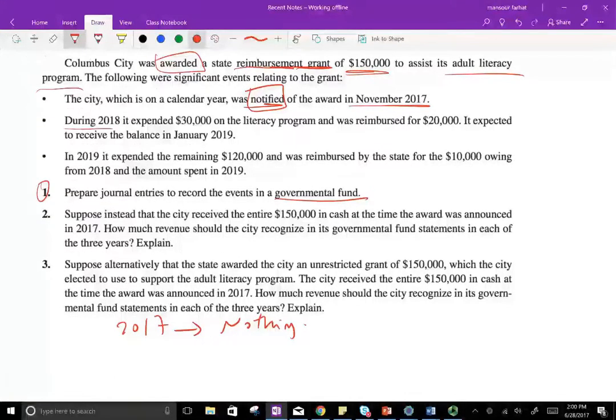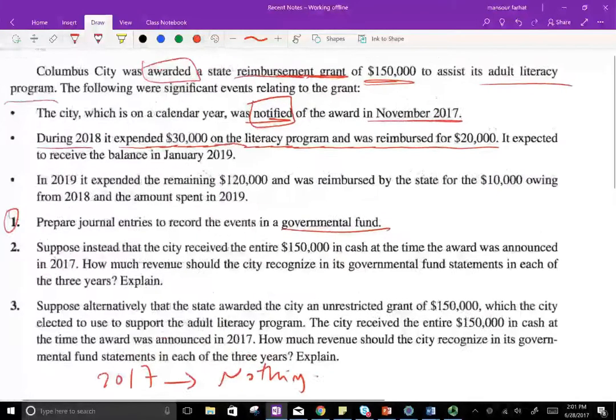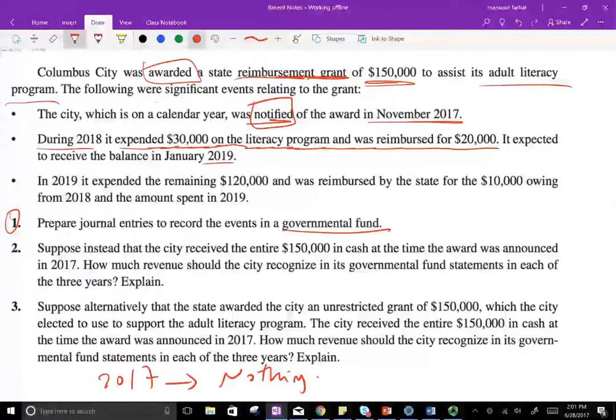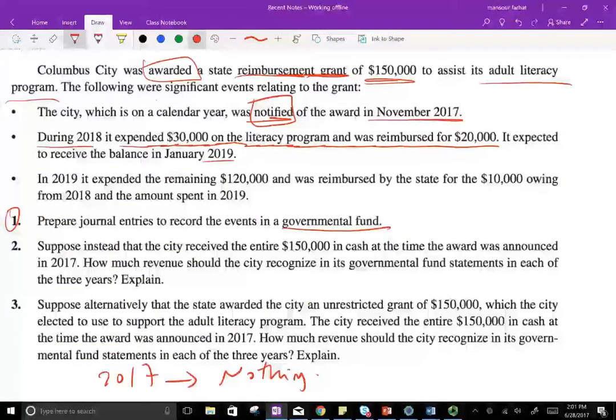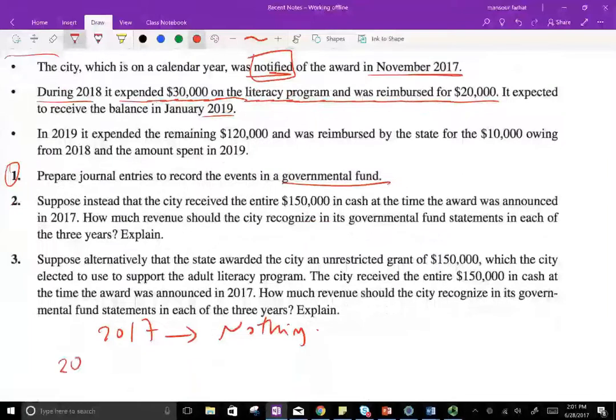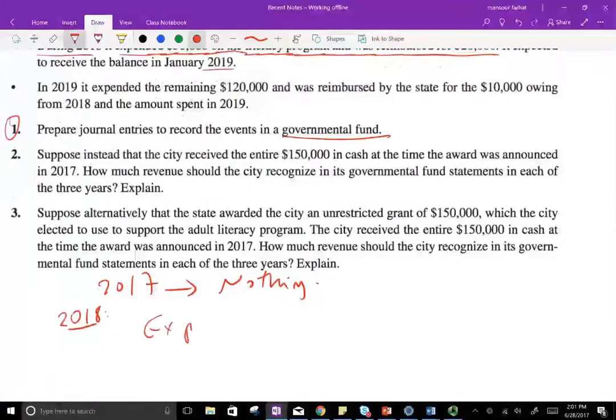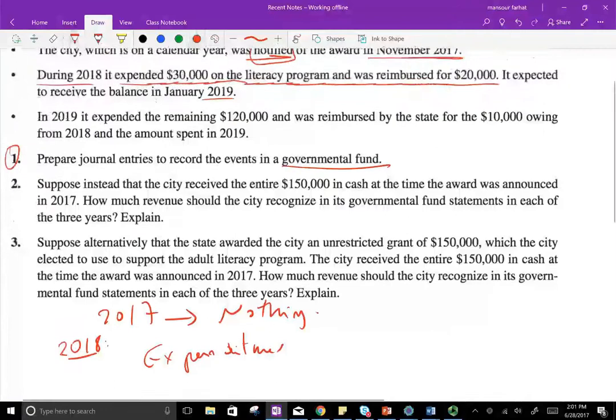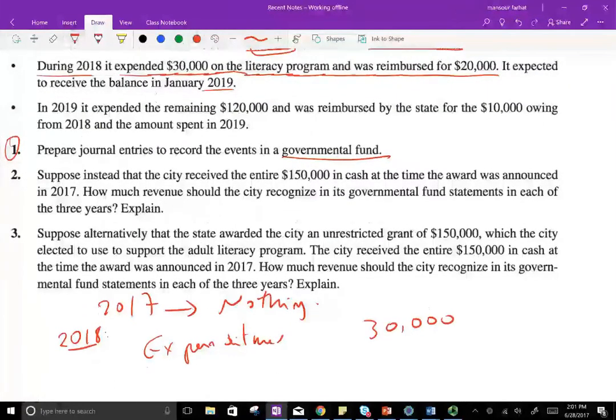In 2018, the city expended $30,000 on its literacy program and was reimbursed for $20,000 and expected to receive the balance in the remainder of 2019. Now, we spend the money. When we spend the money, we're going to have to debit an expenditure. For how much? For $30,000. Obviously, we incur the expenditure, and we're going to credit what? We're going to credit cash.